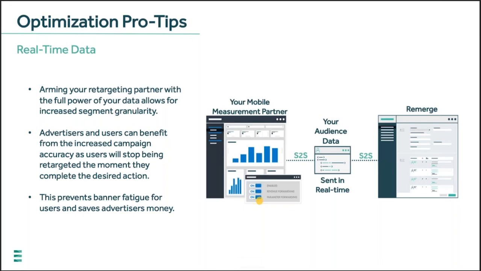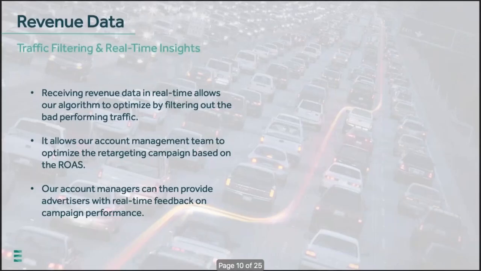So what we typically do is use the real-time data that is sent from a client to automatically update the segmentation in real time. This has the benefit that we instantly stop targeting the users as soon as they have the desired conversion event, and that also means we can stop polluting the user with additional banners that he might start to ignore. In the end, that saves money for the client, because we don't advertise anymore to people that already converted.